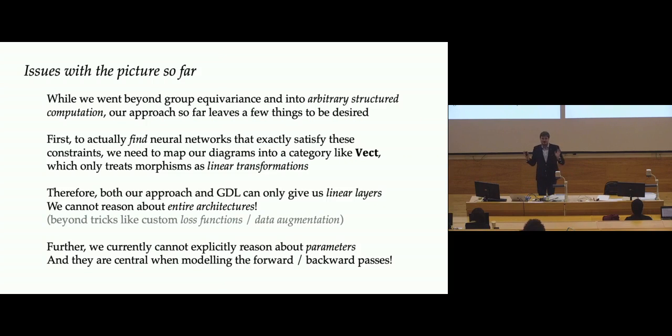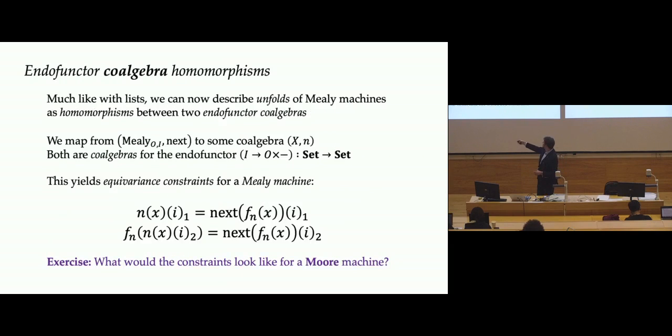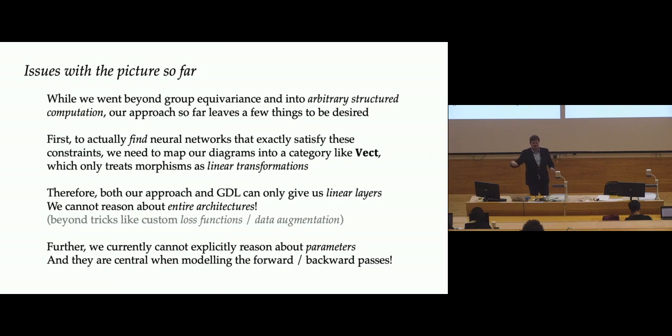GDL, by the way, is no better. All of the constraints we looked at in GDL, as we said from the beginning, are linear equivariance constraints, and then we're usually like, okay, you take a linear layer, you compose it with a nonlinear activation, and that's enough to represent everything you need, right? So both our approach so far and GDL can only ever give us linear layers, and we cannot reason about entire architectures very easily by just mapping into Vect. One caveat is that we can use these constraints to do things like data augmentation or loss functions, and that can be useful to optimize an architecture towards this behavior without explicitly solving for the constraint, and that might sometimes be enough. But we cannot really reason about what a solution to these constraints looks like in neural network space.